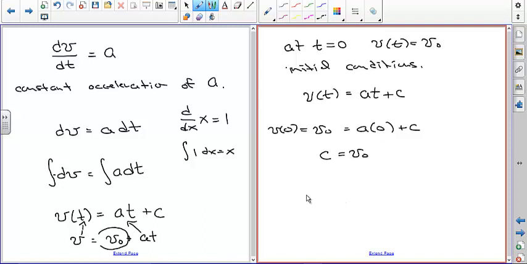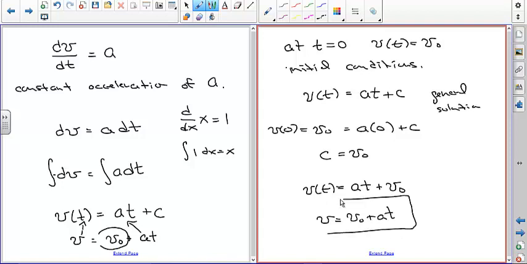So I can stick that back in now into my general solution. We call this the general solution when you have an arbitrary constant. So we put in our specific velocity that we're specifying, and we get the velocity as a function of time is equal to a times t plus the initial velocity, or v is equal to v0 plus at. So that is one that we've used all the time. So that's the calculus way of doing it.